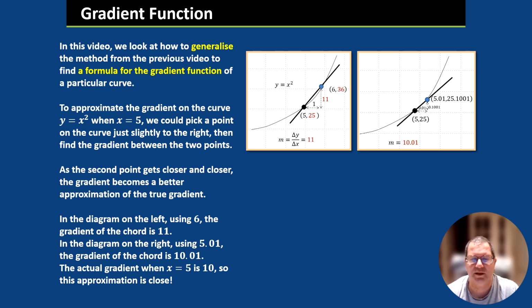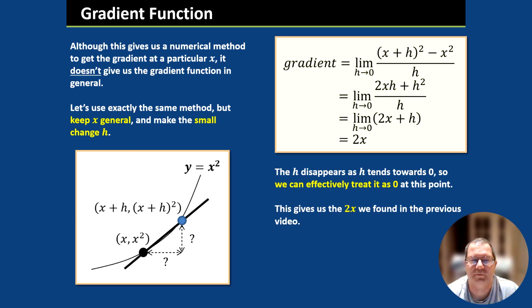So in the diagram on the left, using 6, the gradient of the chord is 11, whereas in the diagram on the right, using 5.01, the gradient of the chord is 10.01. The actual gradient when x is 5 is 10, so this approximation is very close. However, although this gives us a numerical method to get the gradient at a particular value of x, it doesn't give us the gradient function in general.